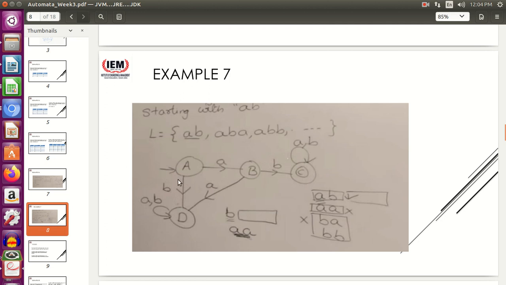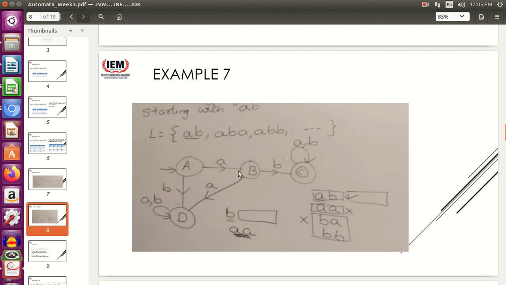Thinking about the extra things, the A transition is done. What if you get a B? It's not allowed, because it should be starting with AB. You should get an A at first. So if you get a B by any chance, it should go to a trap state. So we have just sent the B transition to a trap state. Fine, done. All the transitions for the first state are done.